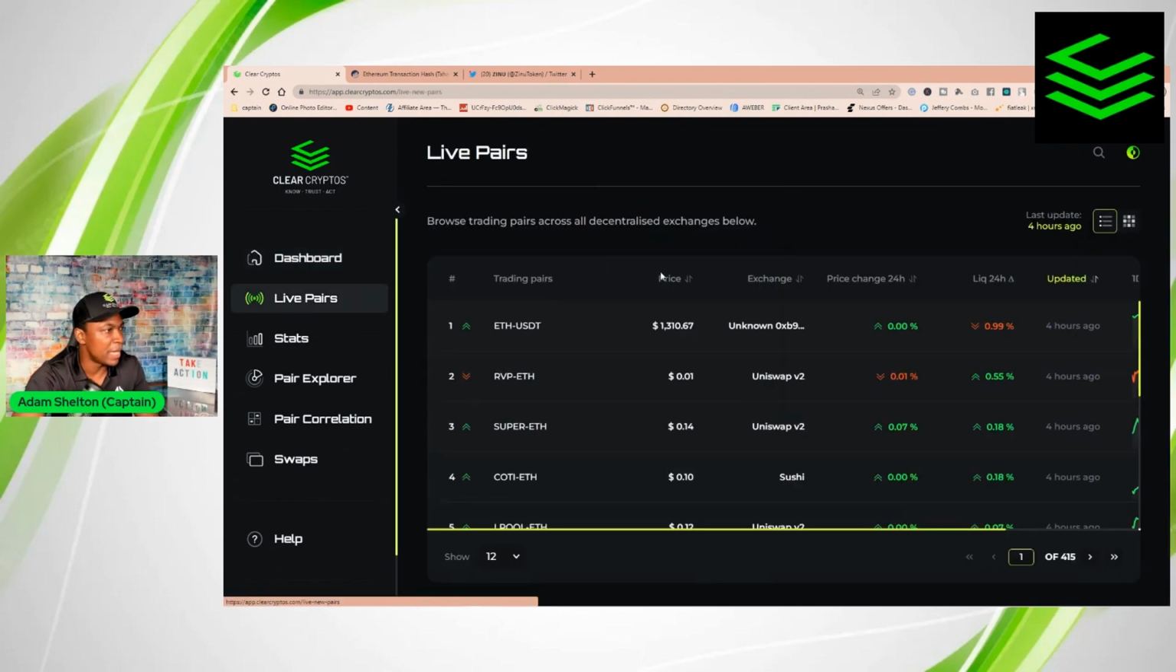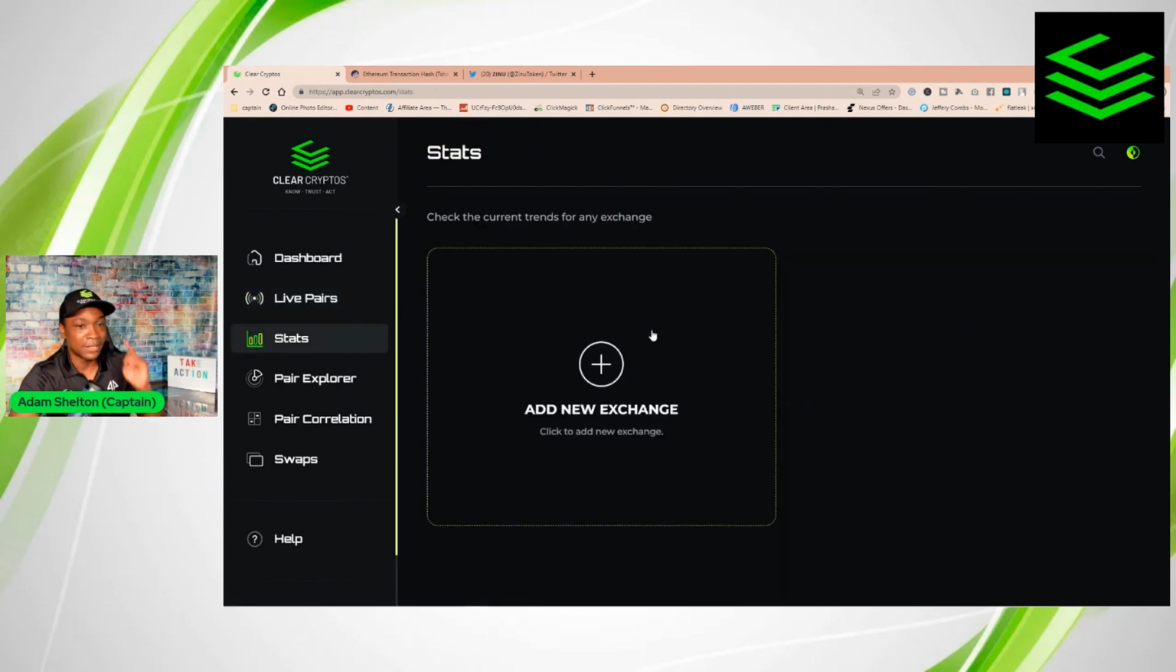Now, when I go to live pairs, this tells me more about the live pairing, what's going on in decentralized exchanges here. So I get the trading pair, price, exchange, price change, and then the liquidity, 24 hours, and the update. So I get that there. The stats. Now, check this out.